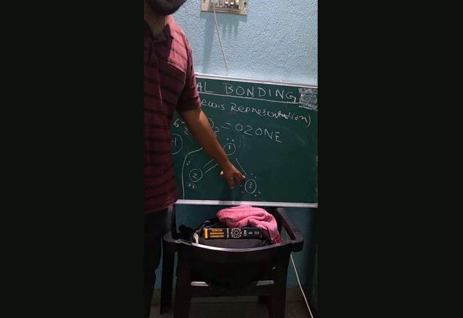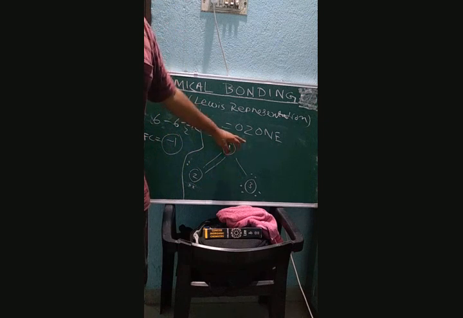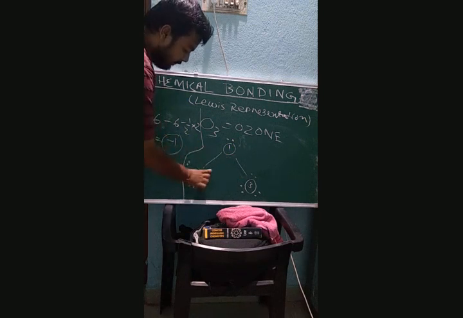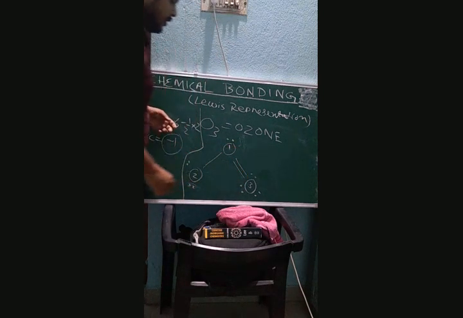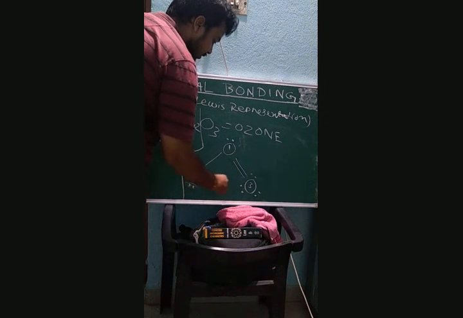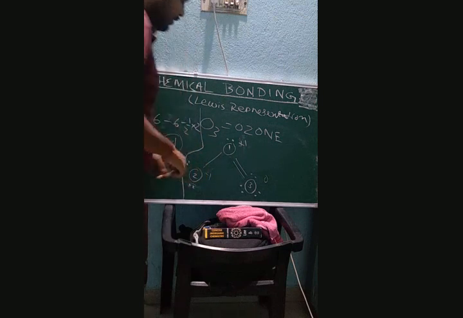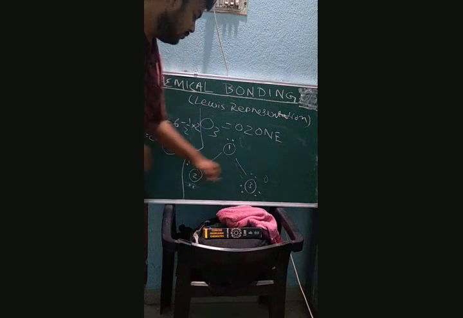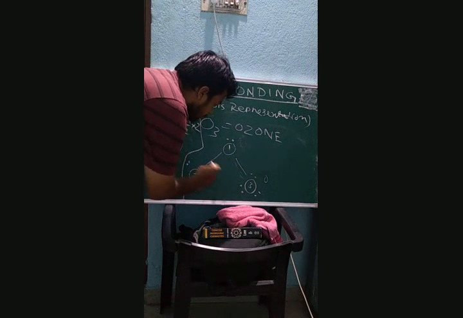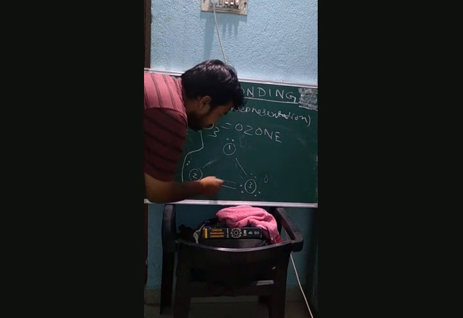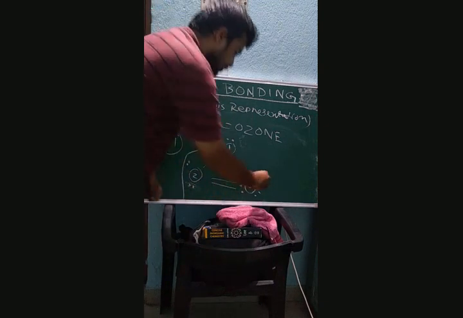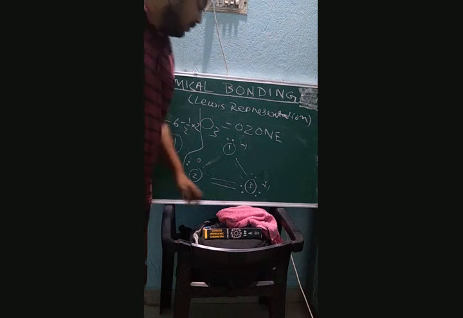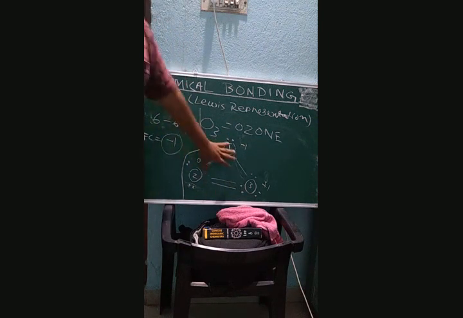It does not mean that this oxygen has a negative charge and this oxygen has a positive charge. As I have said, there are resonating structures, meaning this bond can be present here. So now this oxygen will have minus 1 charge, this will have 0 and this will have plus 1. And it can happen also like this. So now this oxygen will have plus 1 charge, this will be 0 and this will be minus 1. So there are many possibilities, but the basic structure will be like this.